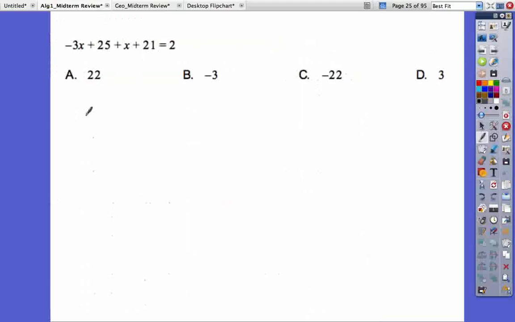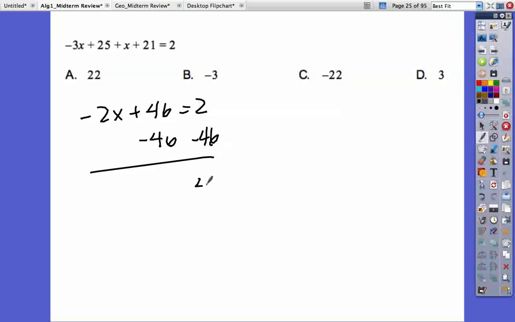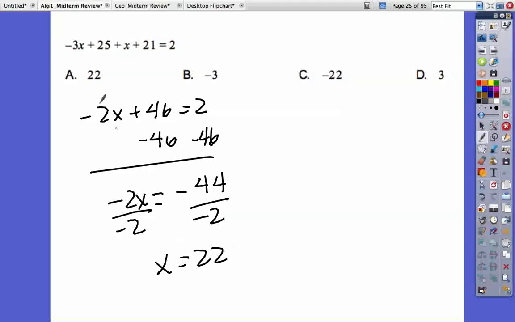Here I want to simplify: -2x plus 46 from both sides. My signs are different, so I subtract and get 44. Take the sign of the bigger number, which is negative, and then divide both sides by -2. Remember that a negative divided by a negative is a positive. My answer is positive 22, A.